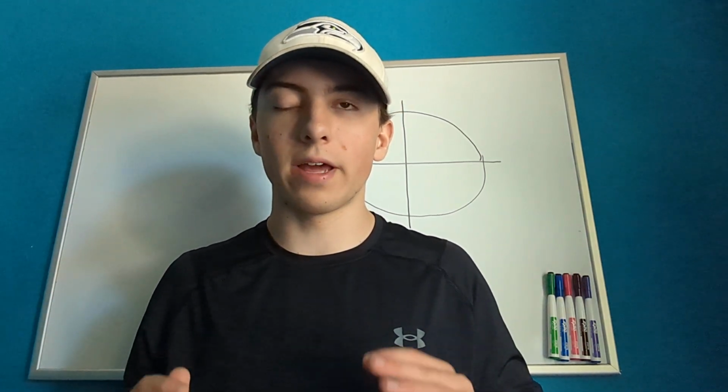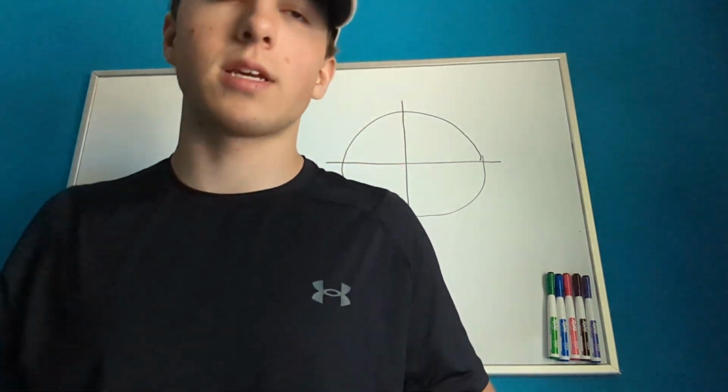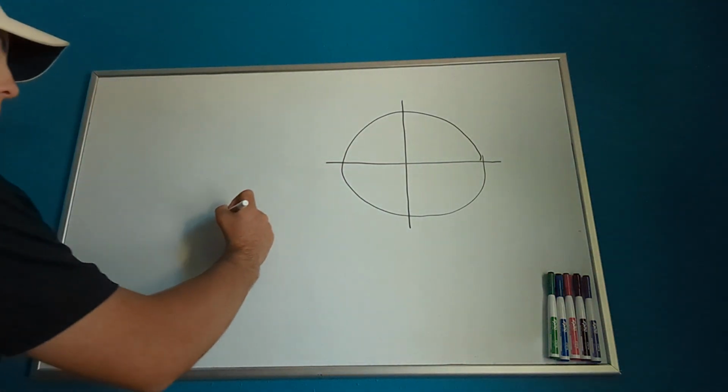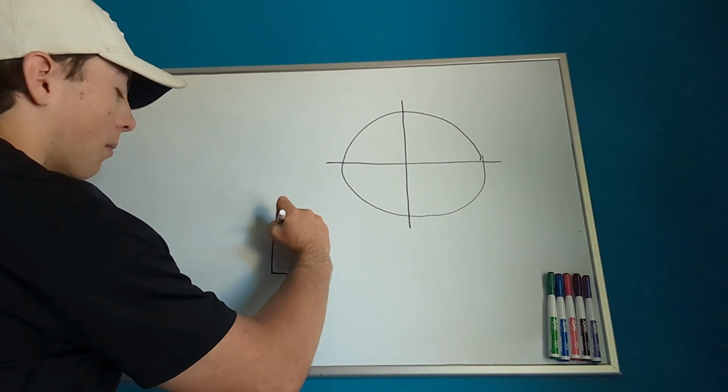Today I want to prove that cosine squared plus sine squared is equal to 1. So let's get into it. Well, the first thing that we want to do is take a look at a right triangle and see what we can come up with from that.